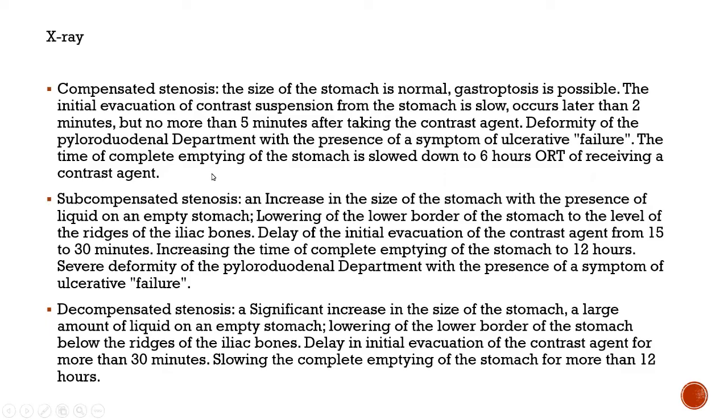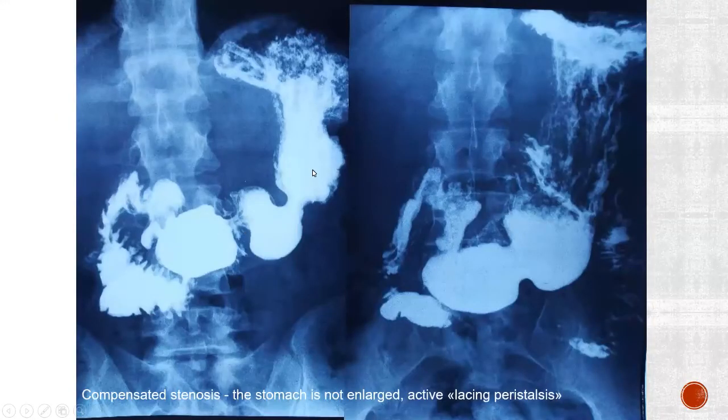And the time of complete emptying of the stomach is slowed down to 6 hours. Here is the first picture. And here the picture after the 3 hours. And after 6 hours, the old contrast will be outcome. But in normal, without stenosis, it will be 2 hours only. But in the compensated stenosis, it slows down to 6 hours.